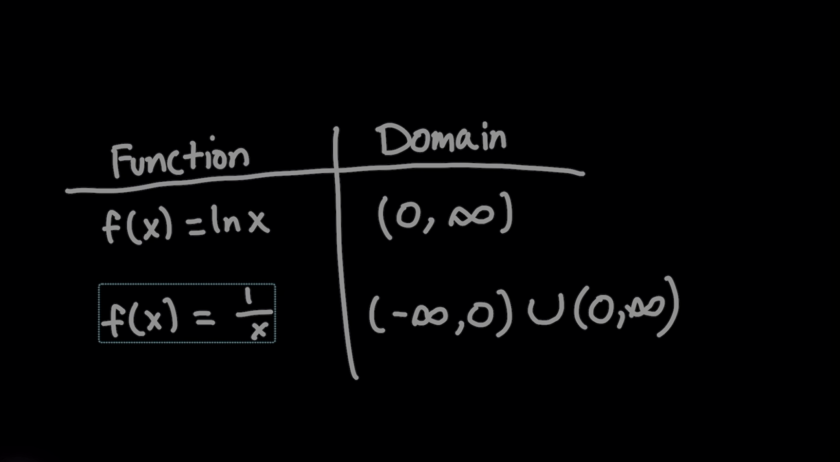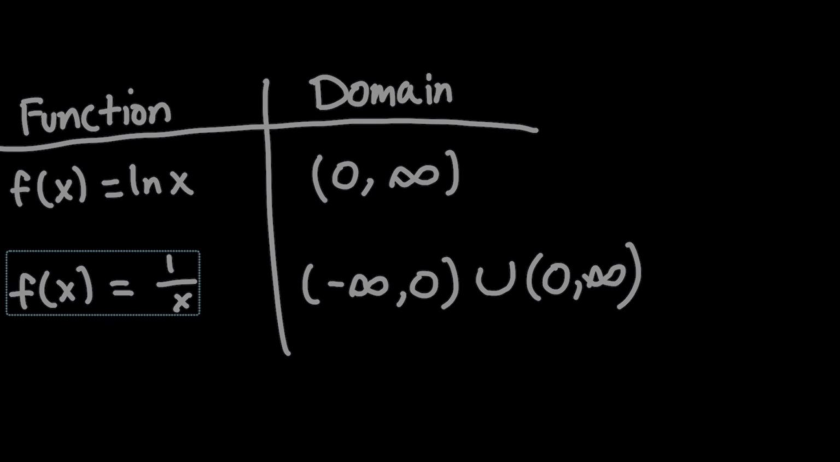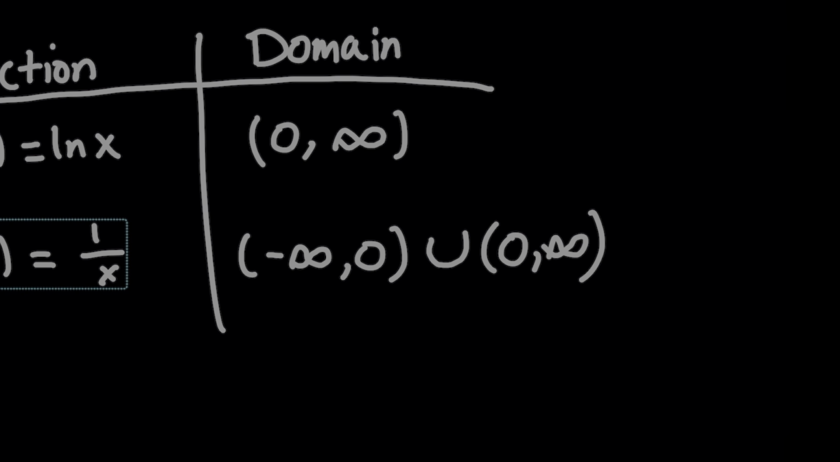So what's happening here is if we look at 1 over x, you can see that on the left here, we're talking about all the negative values that are allowed. And on the right, we're talking about all the positive values that are allowed. And we're bringing them together with this union.